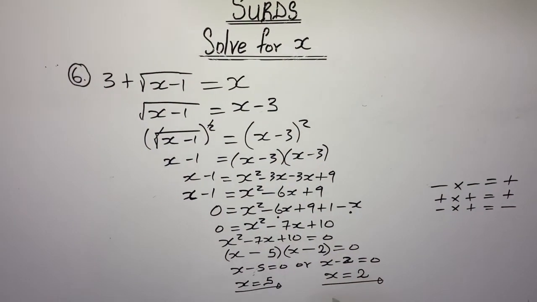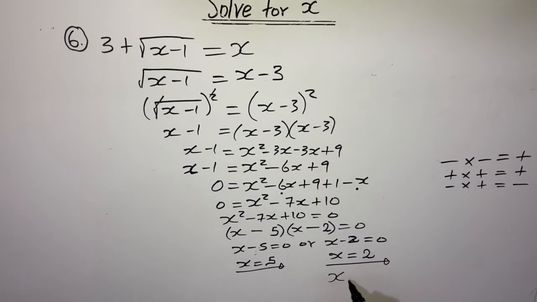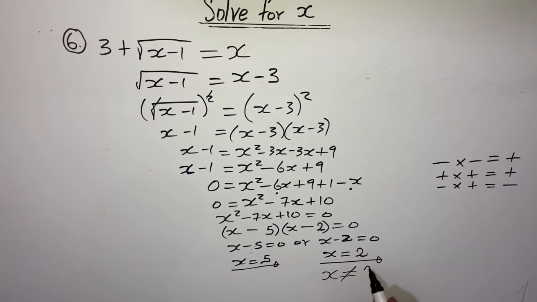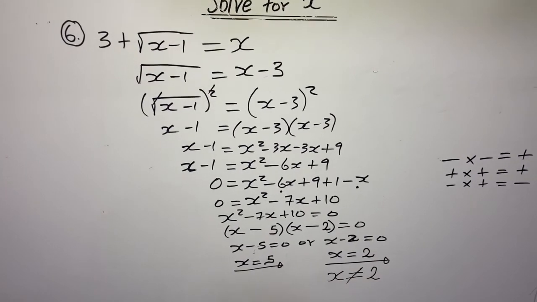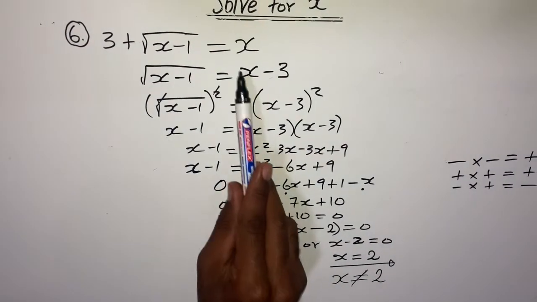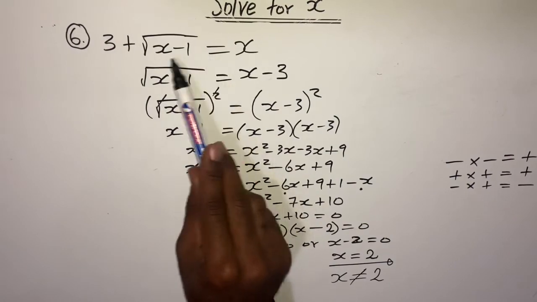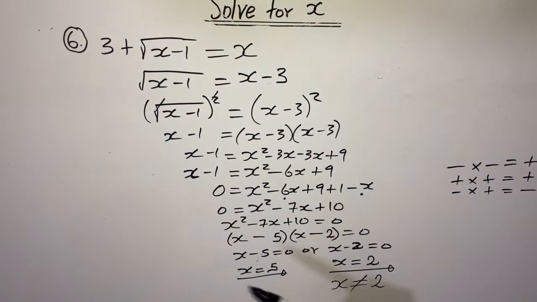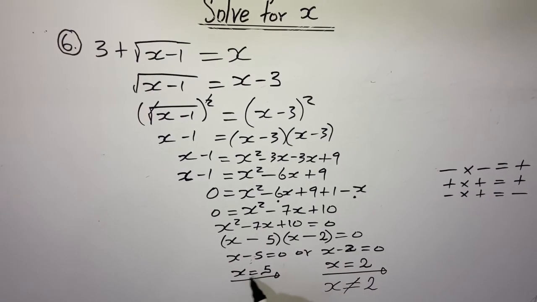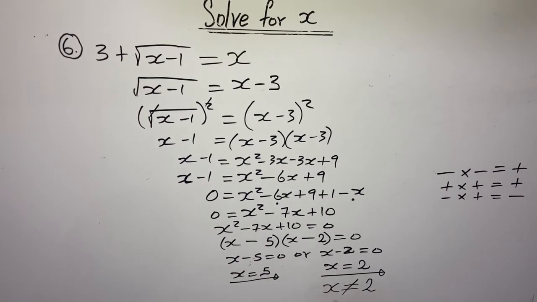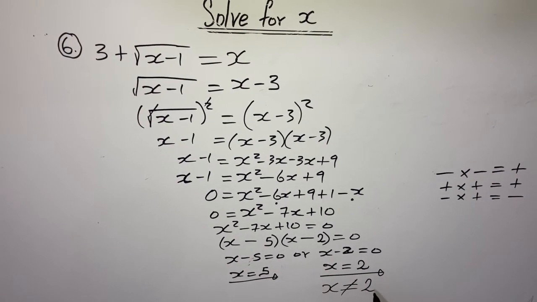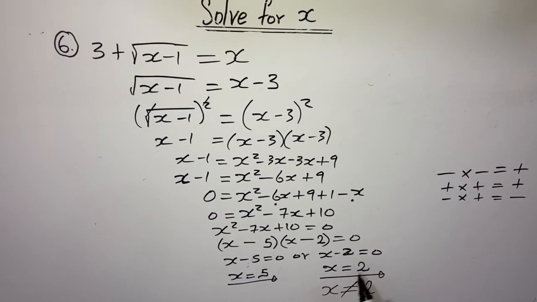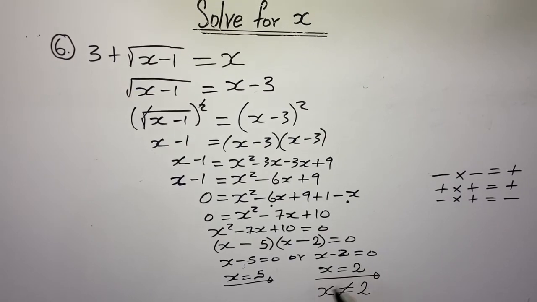Therefore, you have to conclude that x is not equal to 2. Reason why? When I substitute 2, my sides won't balance. But if I substitute 5, my sides balance. Therefore, the answer for this is only x equals 5, but x is not equal to 2. And we'll get a mark for this conclusion. If you just leave it here, you won't get this mark.